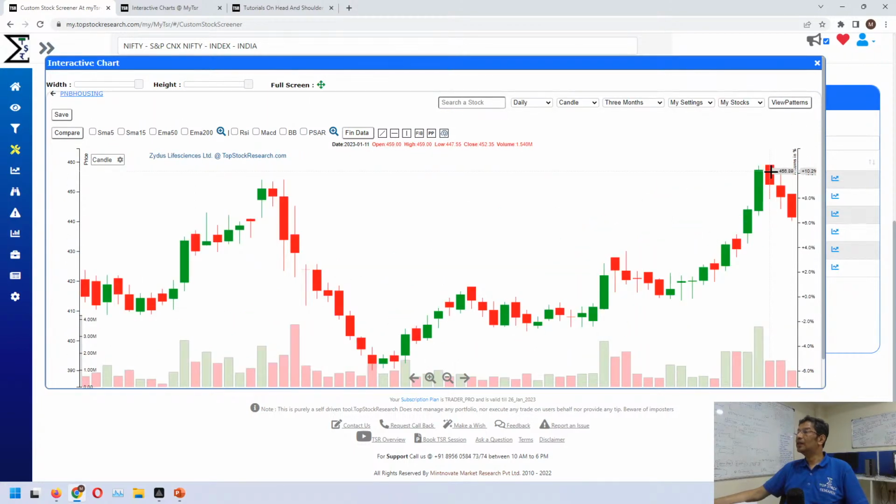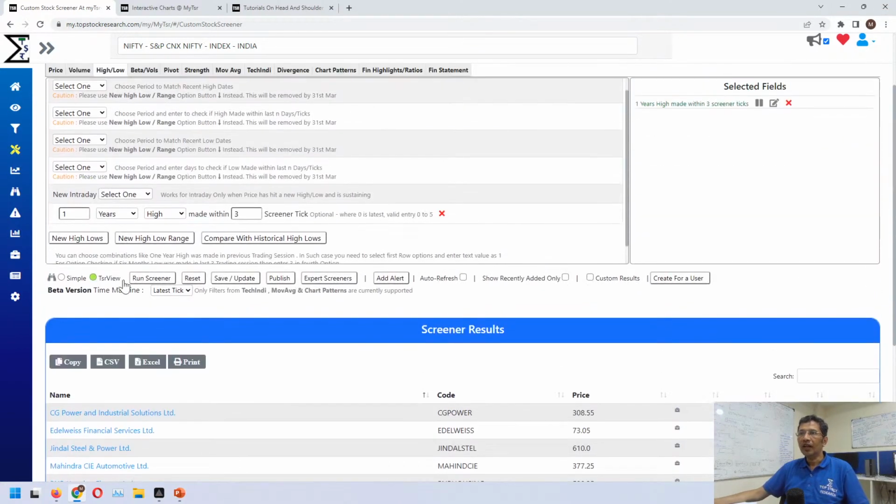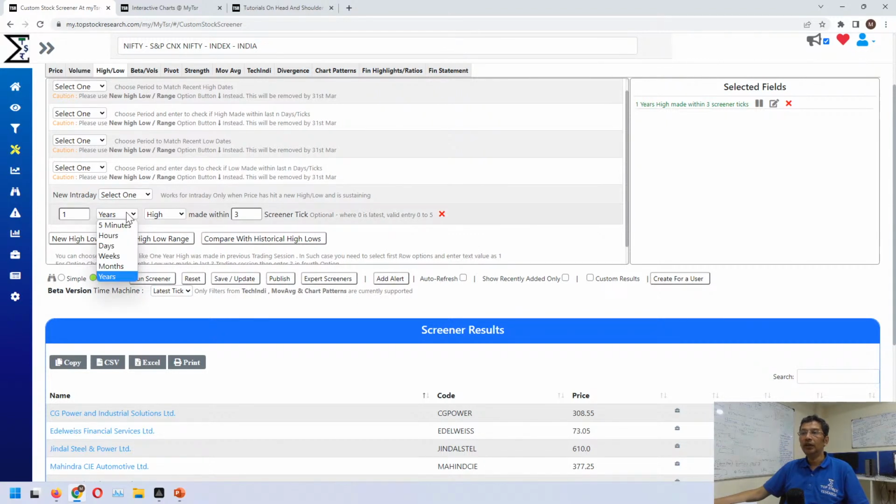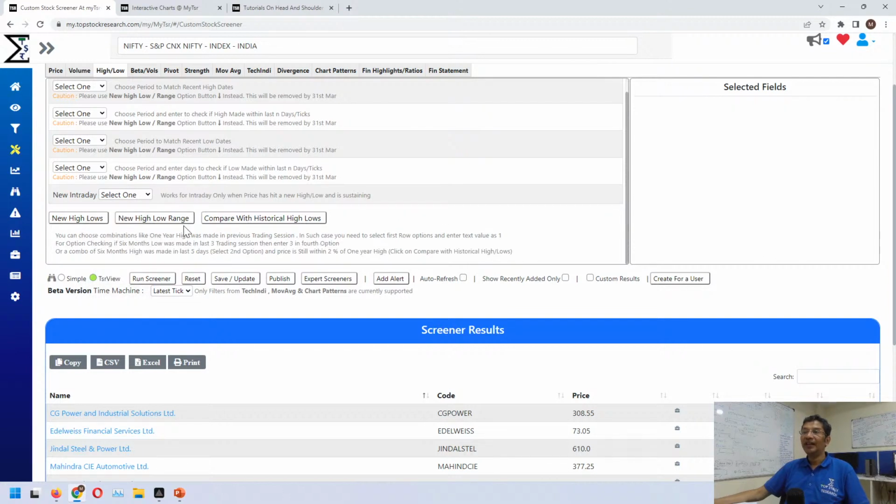Right? Yeah, this one was made the day before yesterday, right? New. So you'll not only be able to find the latest high lows, it's not restricted to 1 year. You can change it to other periods also, basically minutes and other things. Third thing you can be looking at is the new high-low range.